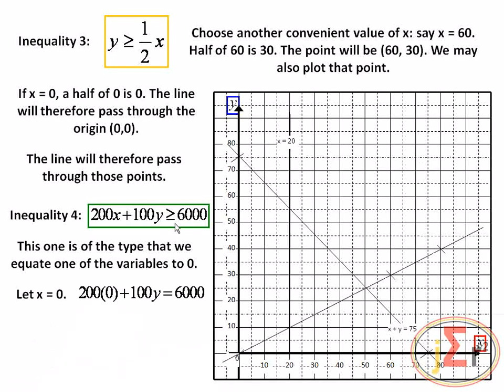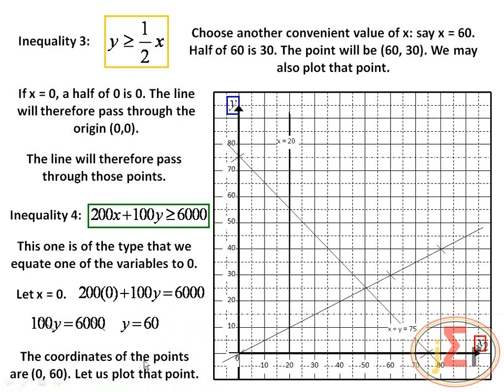So let x equal 0. If x is equal to 0, this one is gone. And 100y is equal to 6,000. And this is what we have right there. So 1y, or just y, is equal to 60. So the coordinates of the point are 0, 60. So let us plot that point. The x value, no movement in that direction. The y value is 60. Right there.